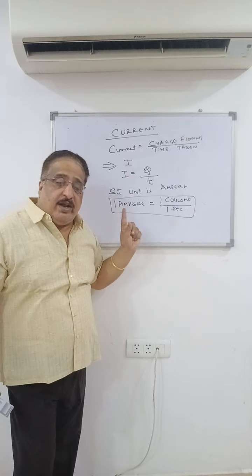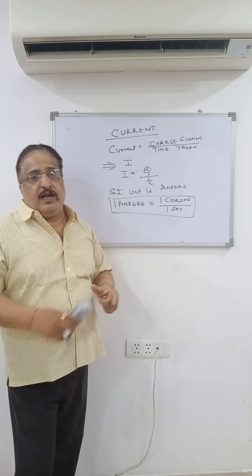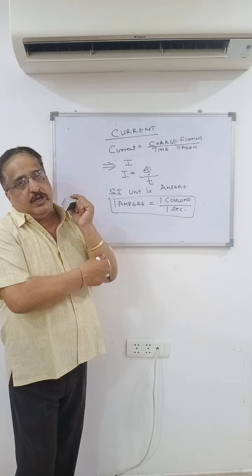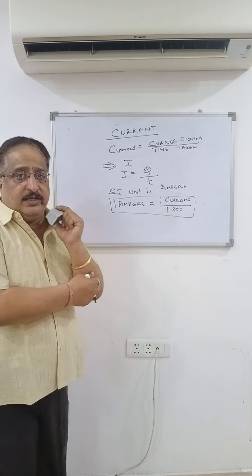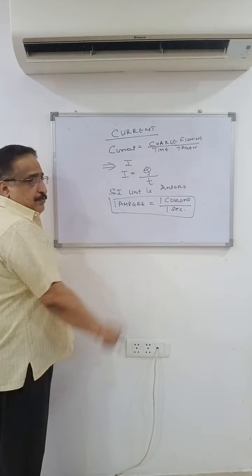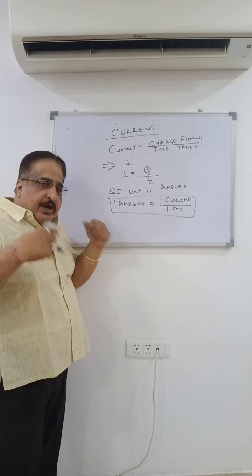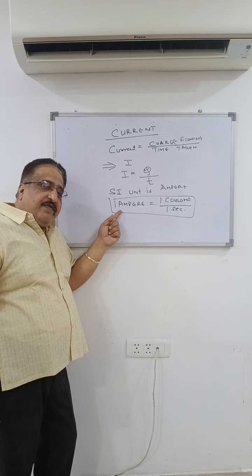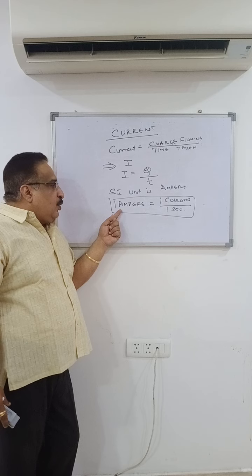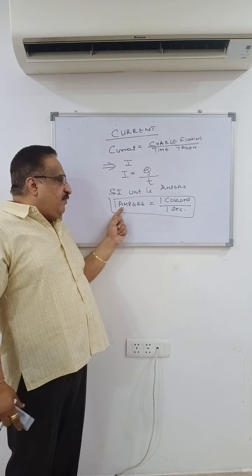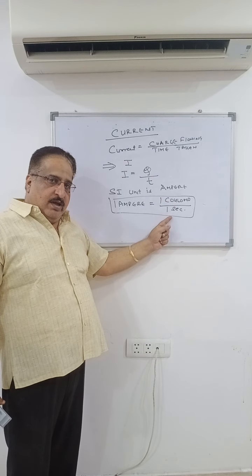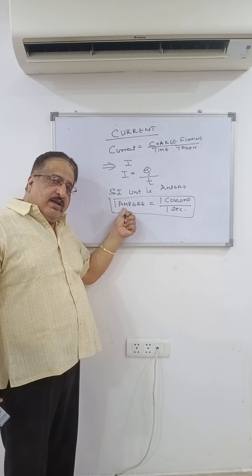How do you define 1 ampere? You will definitely get a definition of any of the units of potential difference, resistance, current. How do you define 1 ampere? Try to speak it out to yourself. What will be the definition of 1 ampere? To define this 1 ampere, you will have to take 1 coulomb and 1 second.